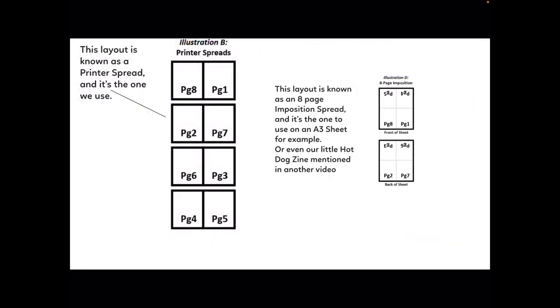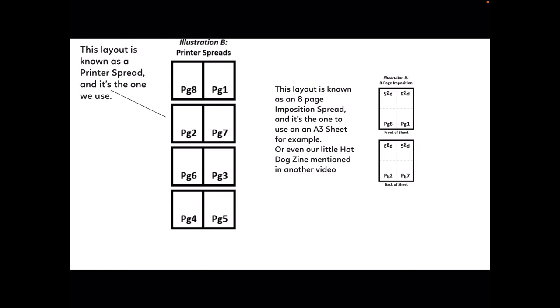Now, this layout is known as a printer spread and it's the one we use. Now, printer spreads are set up just like that. Page 1, page 8. Page 7, page 2, page 3, page 6, page 5, page 4. Ta-da! The one slightly to the right of it is an 8-page imposition setup. Now, this you might use on A3 sheets of paper where you can get 4 pages per sheet.